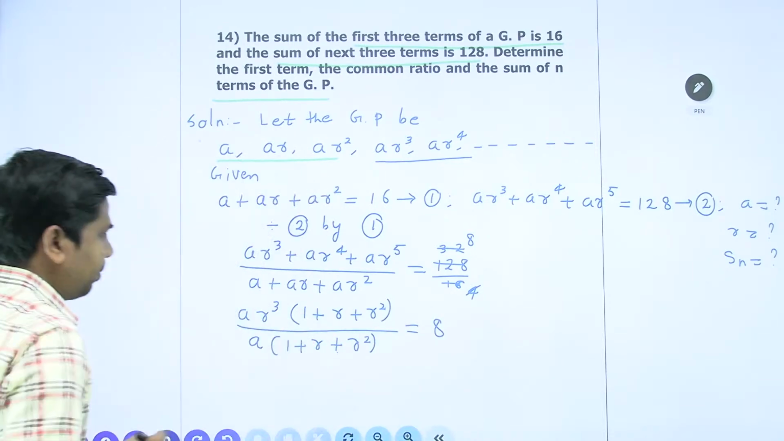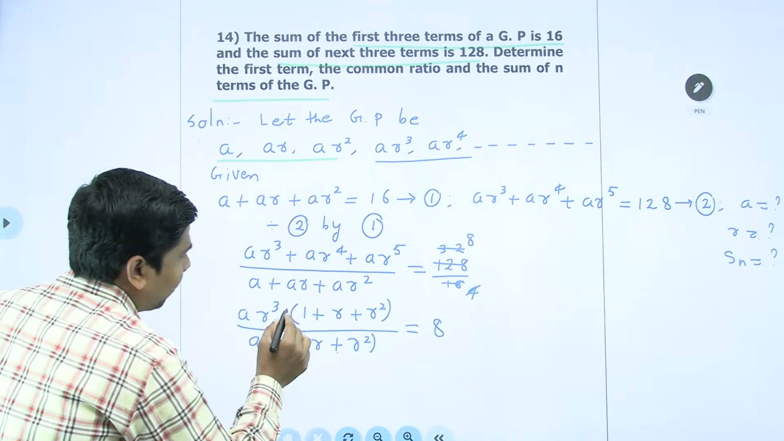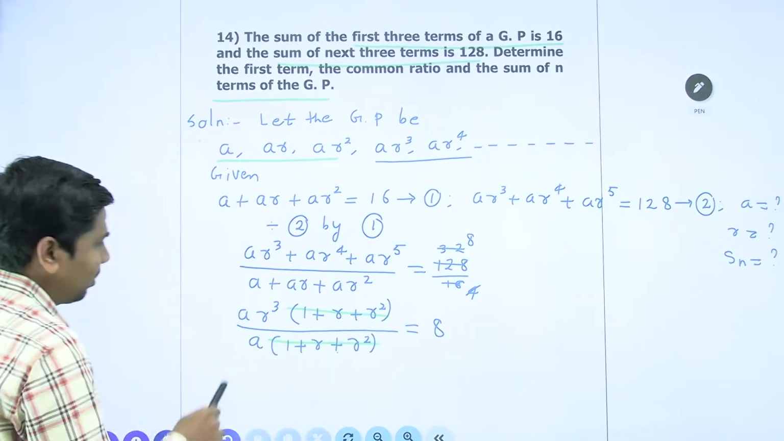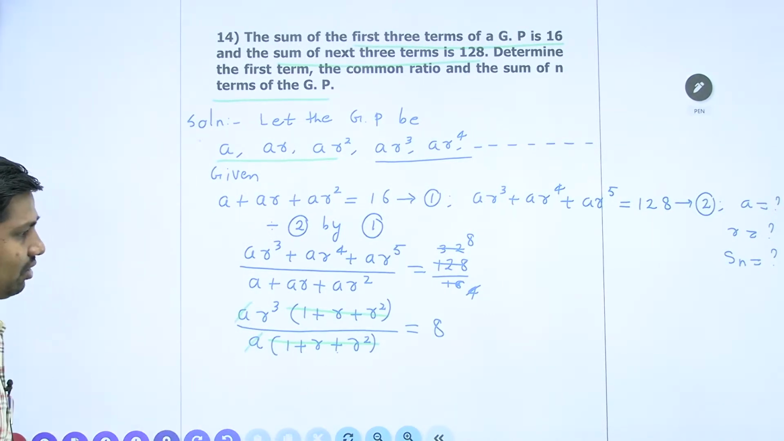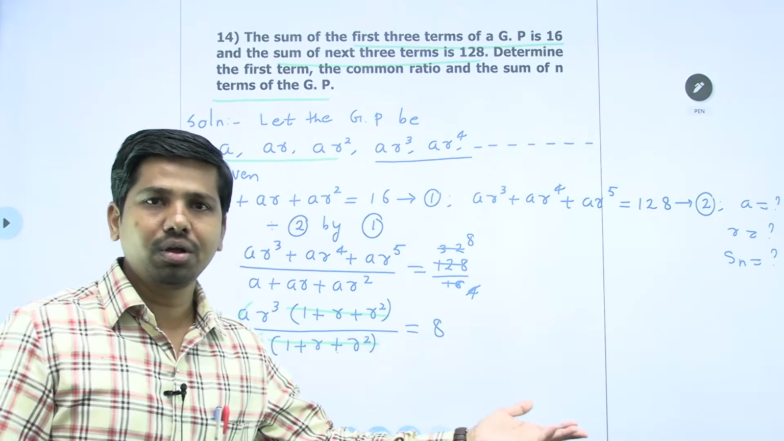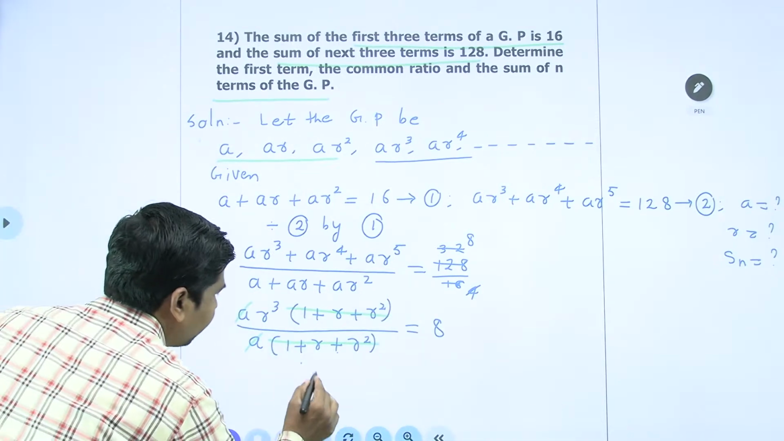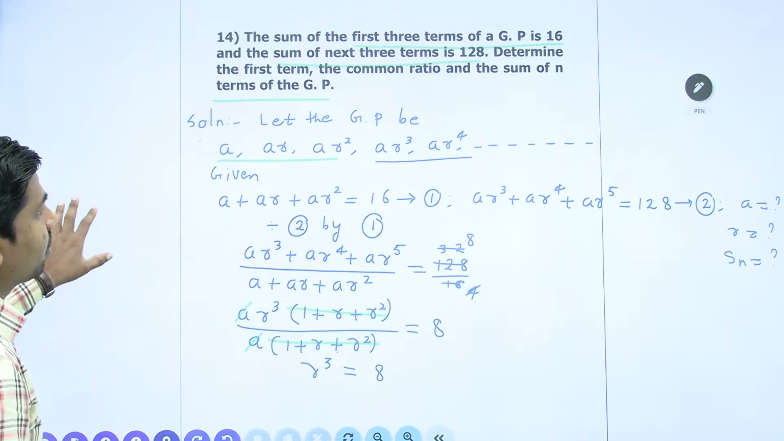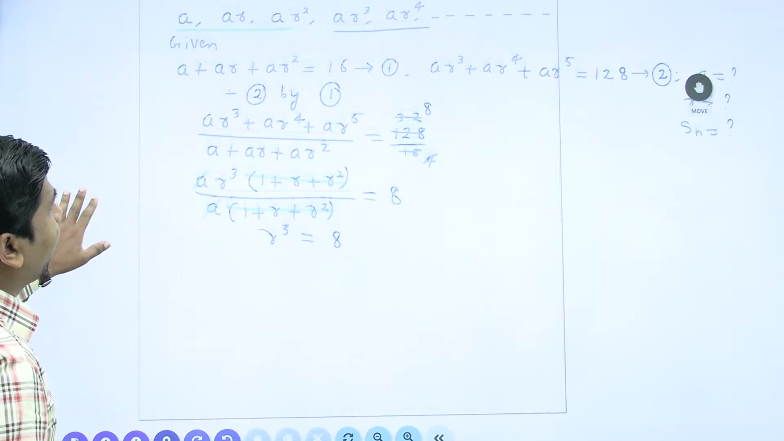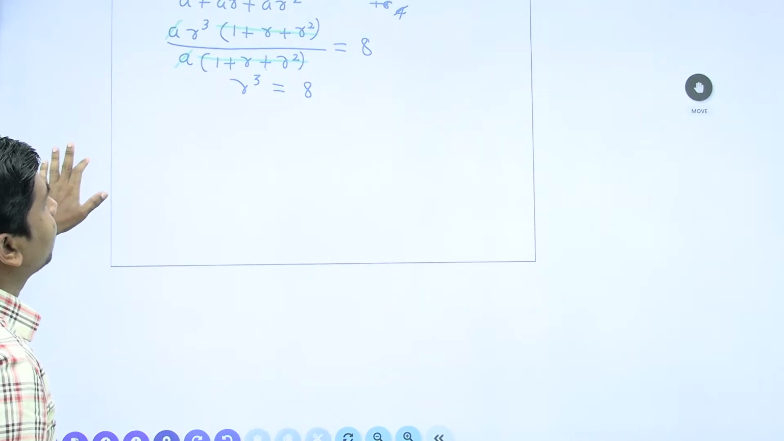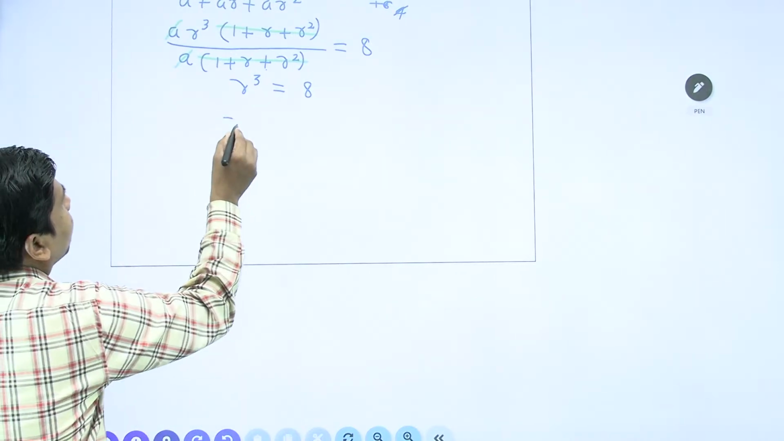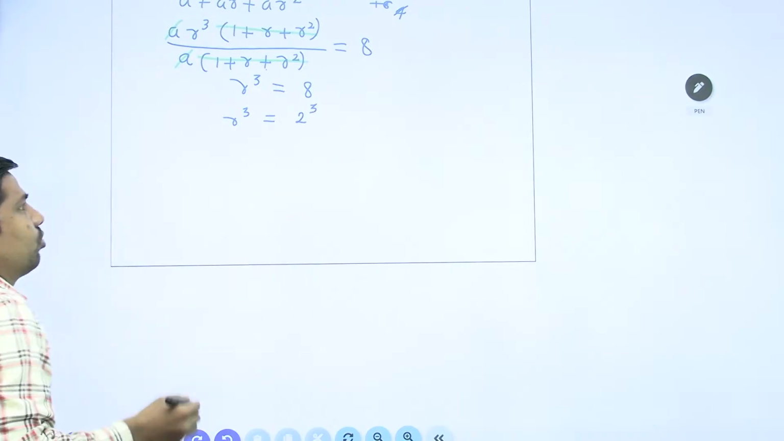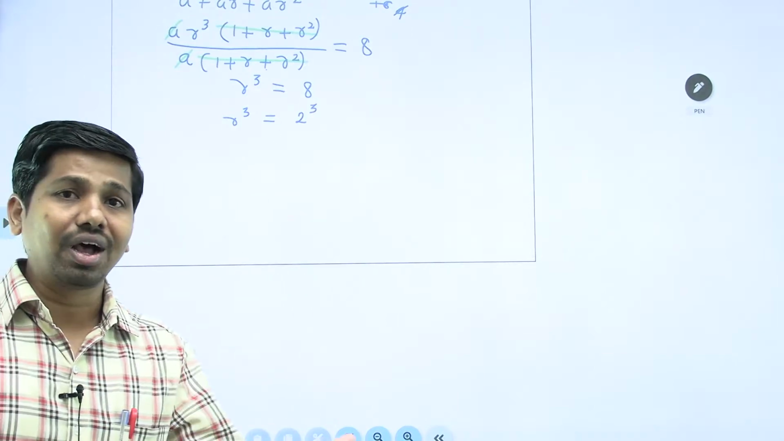Now 1 plus r plus r square gets cancelled, and a and a also get cancelled. What is left out? r cube equal to 8. We can write 8 as 2 cube. Since the powers are the same, we can equate the bases, that is r is equal to 2.